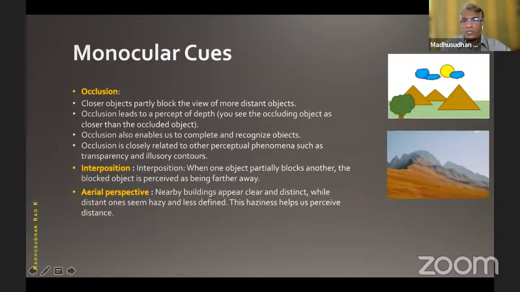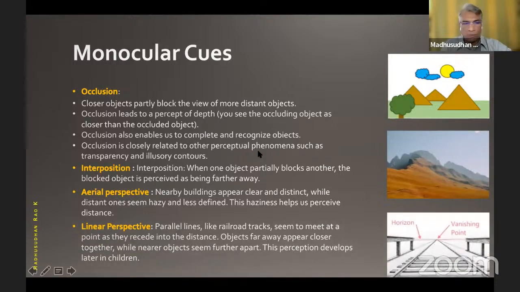So aerial perspective, see, aerial perspective, the closer ones we can see in-depth colors and everything, but the farther ones we can see in gray shades. It won't be clear, in gray shades, something like that. Haziness helps to perceive the distance.